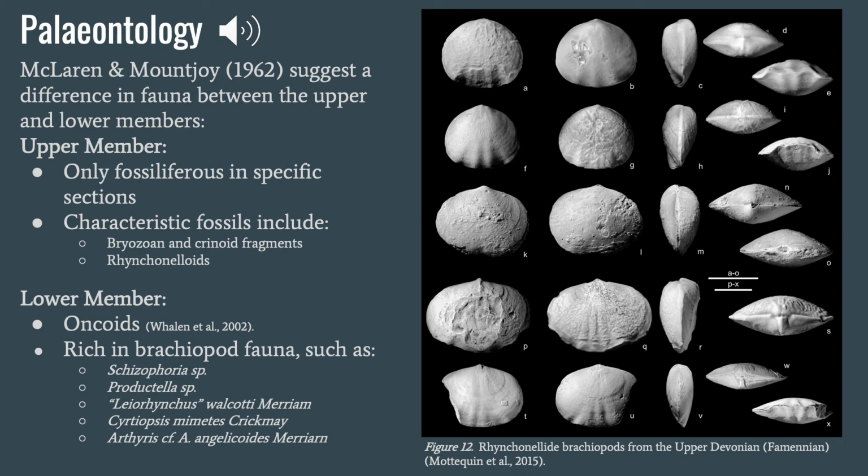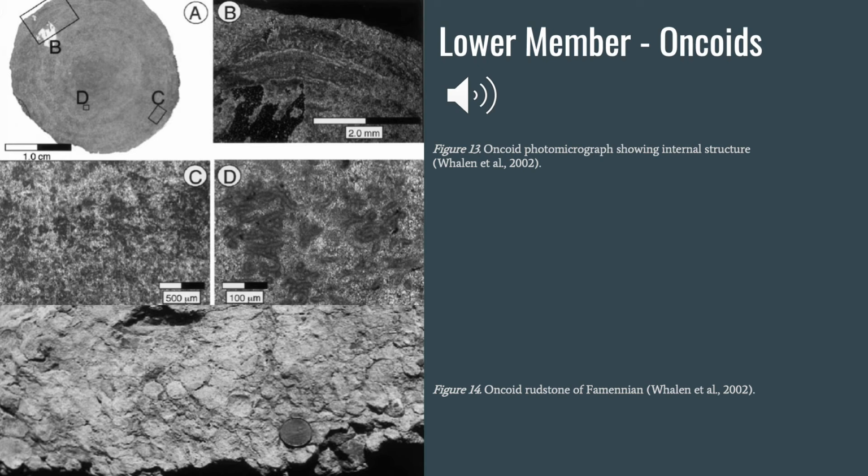Now the lower member, you may see oncoids, as well as it is extremely rich in brachiopod fauna, such as Schizophoria and Productella and all the others listed below. So now the next few slides will just outline some of the specifics of what you may see within the lower member. So here we've got oncoids. Figure 13, A through D, is just an oncoid photomicrograph showing the internal structure. And then figure 14 is an oncoid rudstone of the Famennian.